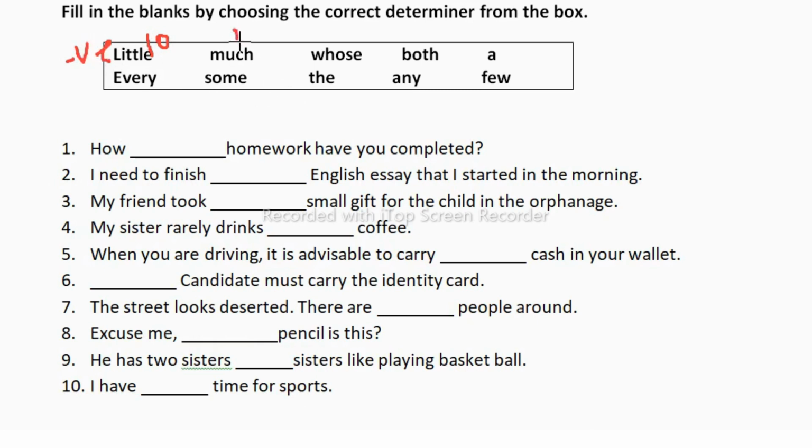So the first one is much. The second one is the. The third one is article a. The fourth one is, my sister rarely drinks any. The fifth one is some. The sixth one is every candidate. The seventh one is few. The eighth one is whose pencil, showing the possession. And the ninth one is both, and the 10th one, that is the last, little.